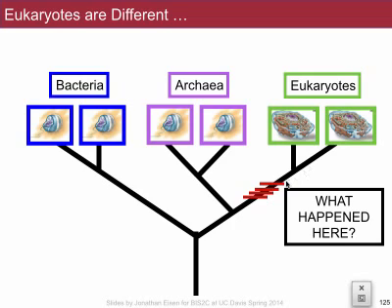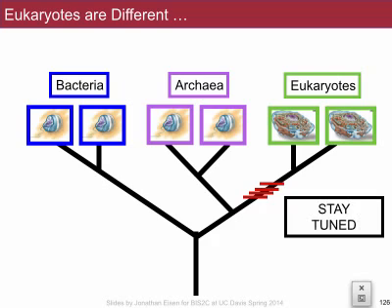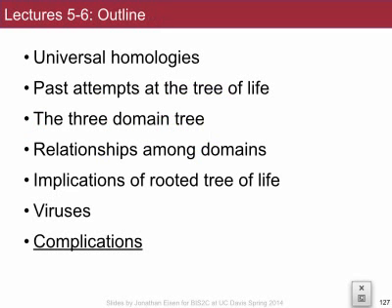So what I want to talk about now is a little bit more about just what exactly happened in the origin of eukaryotes. I switched the order a little bit, so we're going to come to viruses later. This is a little different order than in the slides, and talk about what I call complications, but also really focusing on eukaryotic evolution first.